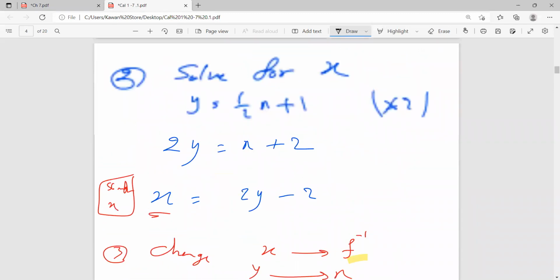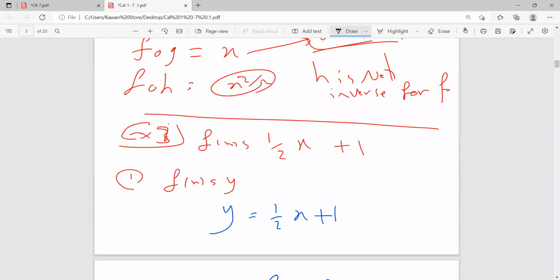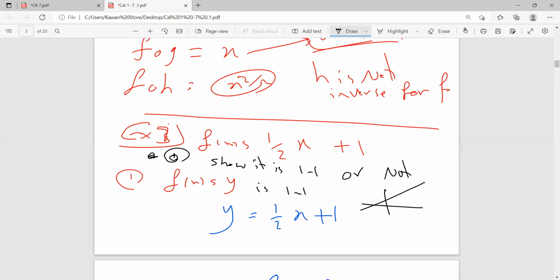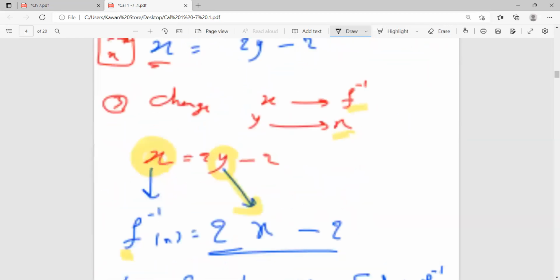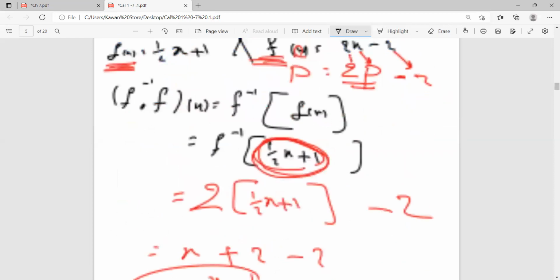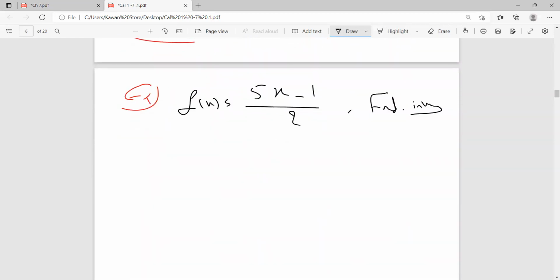First, what was the first step? Graph. Show it is 1-to-1 or not. You know the graph of that one will be something like that, am I right? So it is 1-to-1. Maybe during the exam I'll give you this, or maybe you are going to find it. So let me write a real example for you to get more idea.